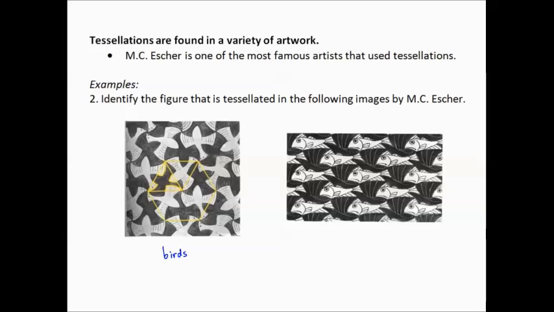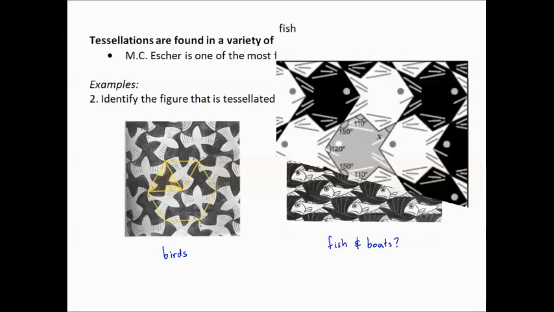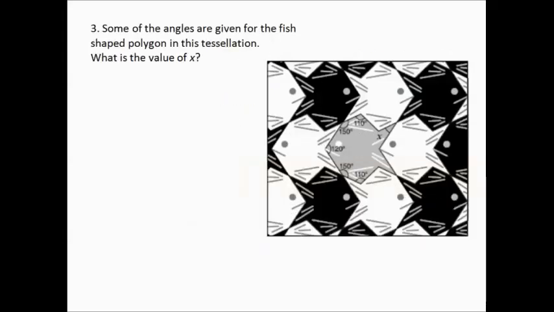How about in this one? This is actually a tessellation of two different shapes. The white ones look like fish, whereas the black ones maybe look like other types of fish or boats? I don't know, but it is two different shapes. The point is, the tessellation is made up of shapes that don't overlap or leave any gaps. Let's look at an example like what you might see when you know what a tessellation is.